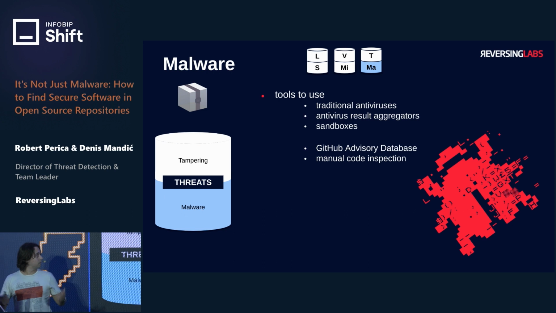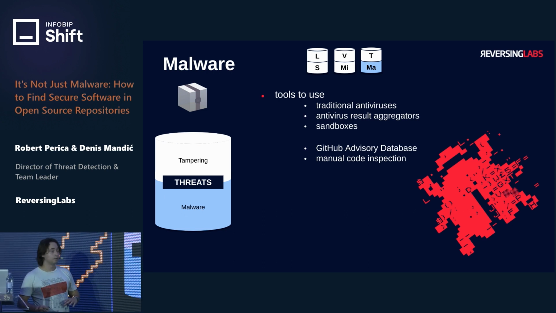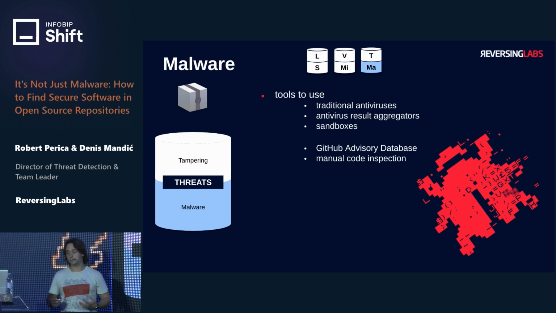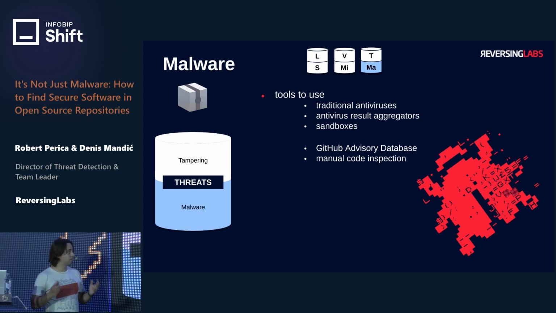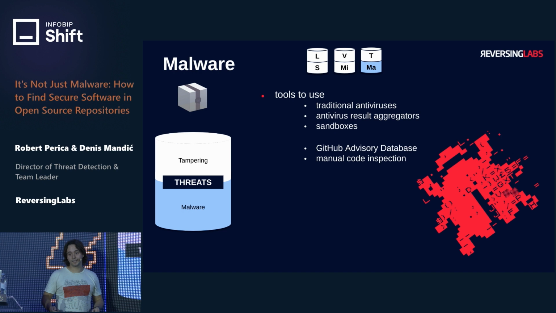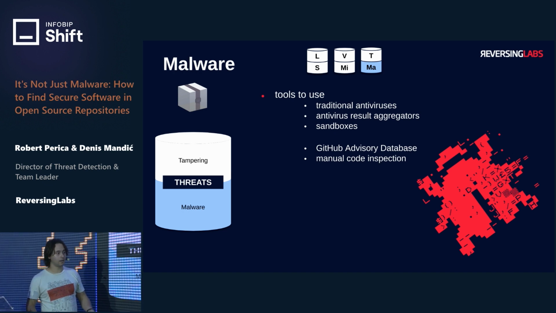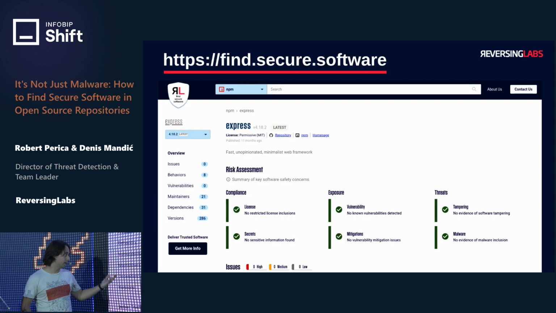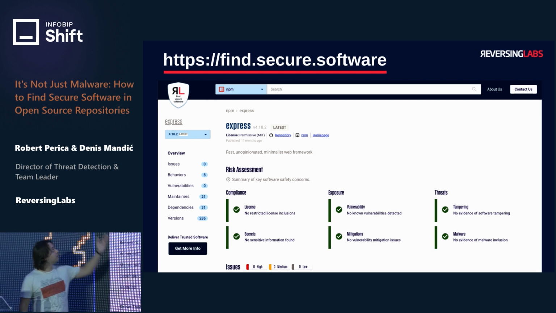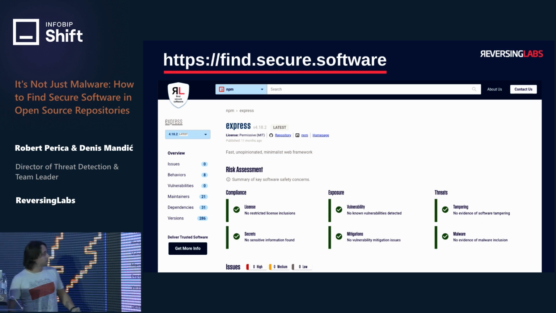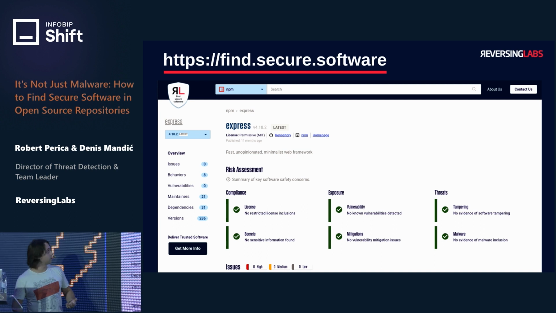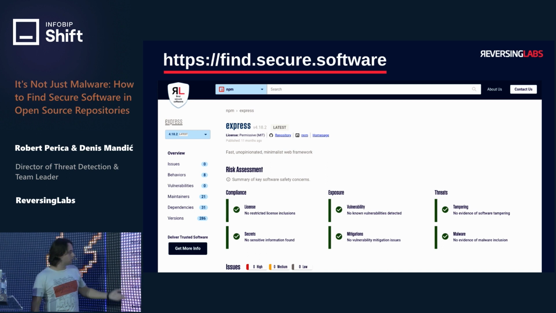Right, we covered a lot of topics here. We covered many tools that can help you mitigate risks. Unfortunately, integrating and understanding them all would take a lot of time. There is a better way. We've built a free and simple site that can show you all those risks in open source software. It's called Find Secure Software. And this should look familiar to you.